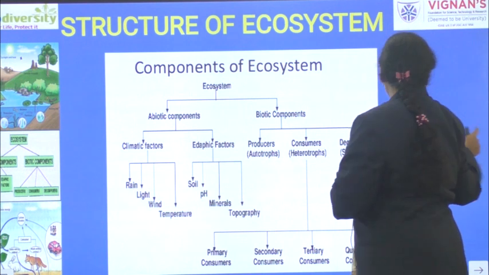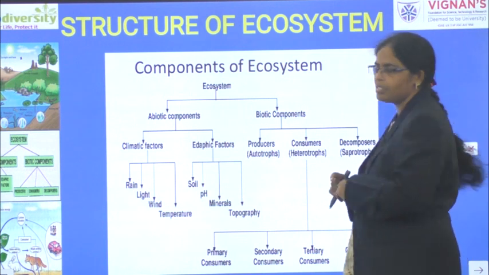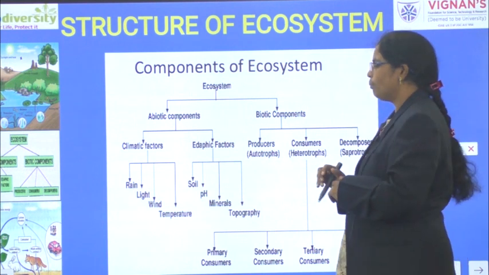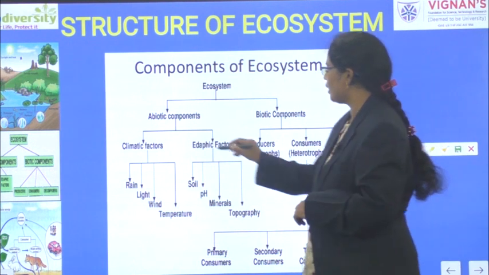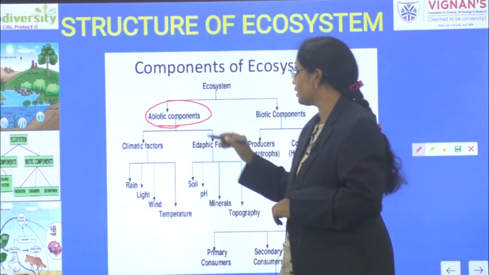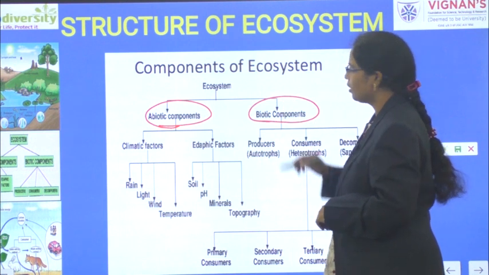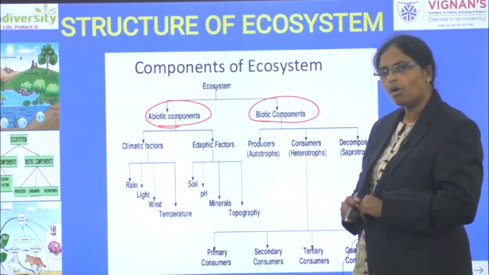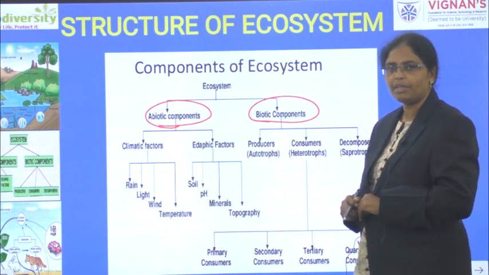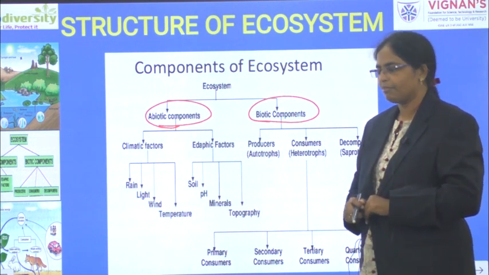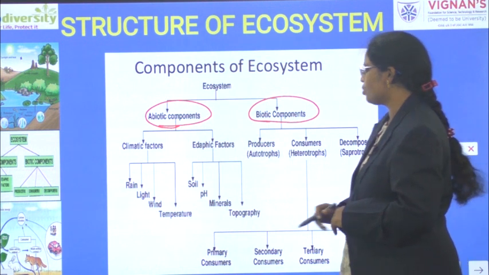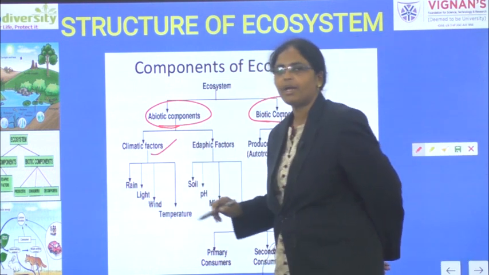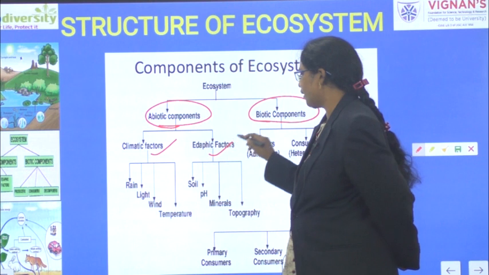And if you see the structural components of the ecosystem, these structural components mainly consist of two categories. One is the abiotic components and the second one is the biotic components. Abiotic components are nothing but non-living components. They do not have any life. Again, in these there are two types: climatic factors and edaphic factors.